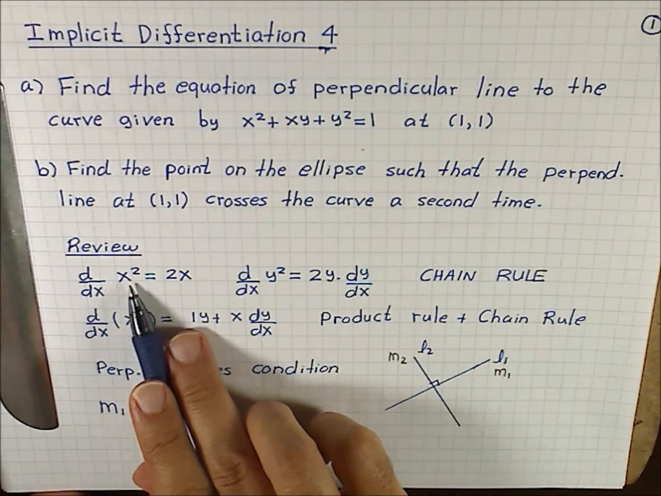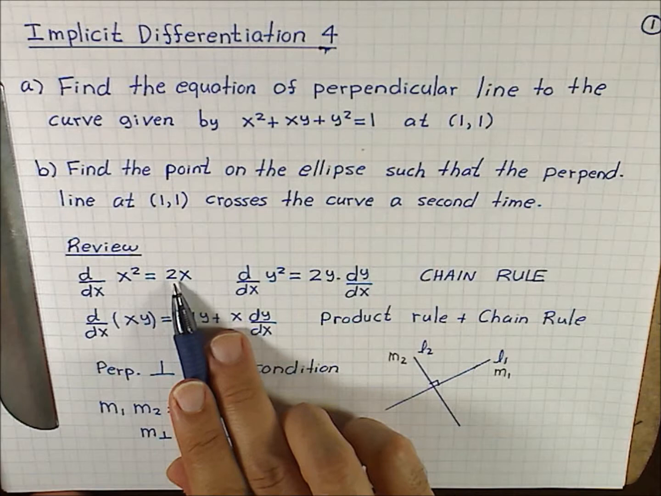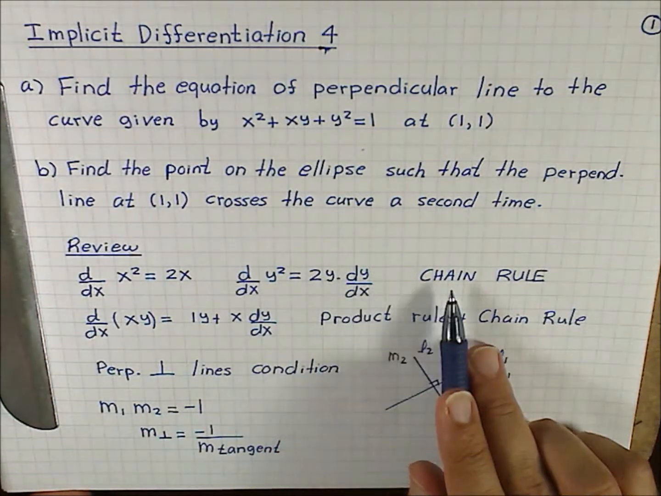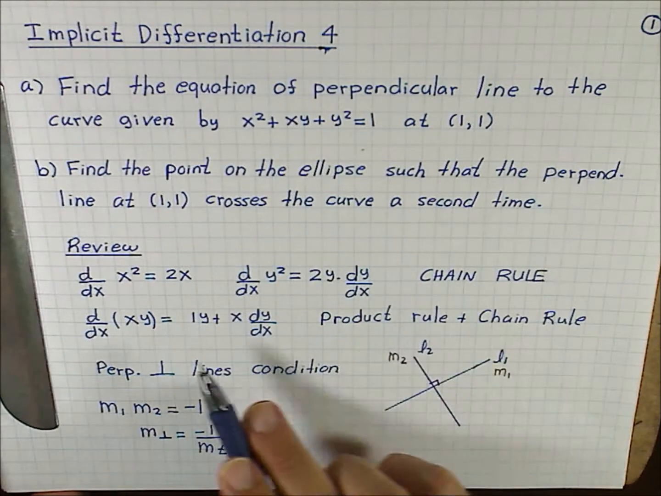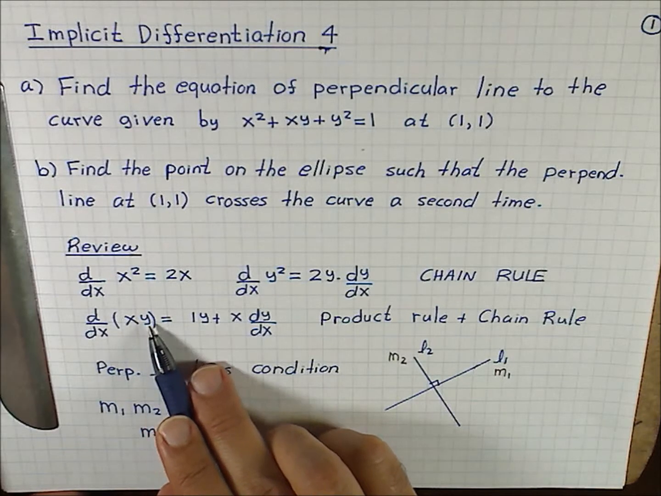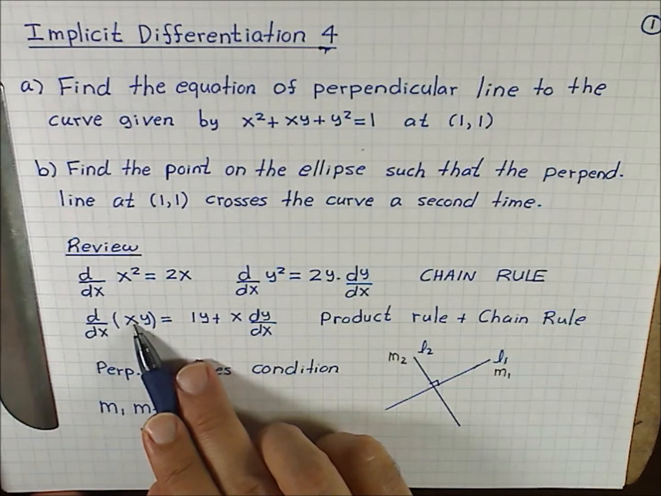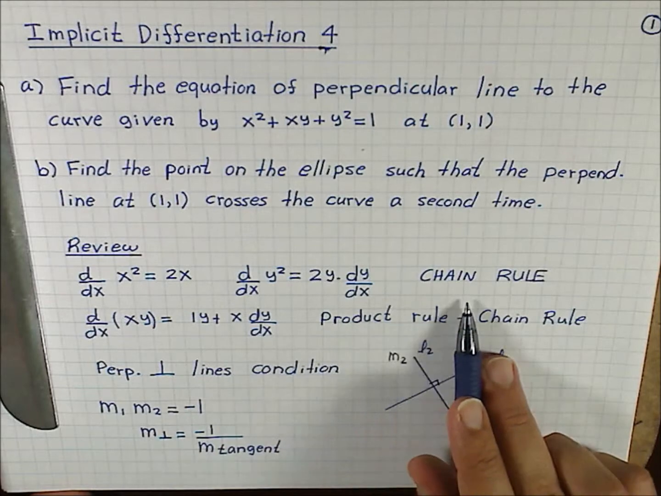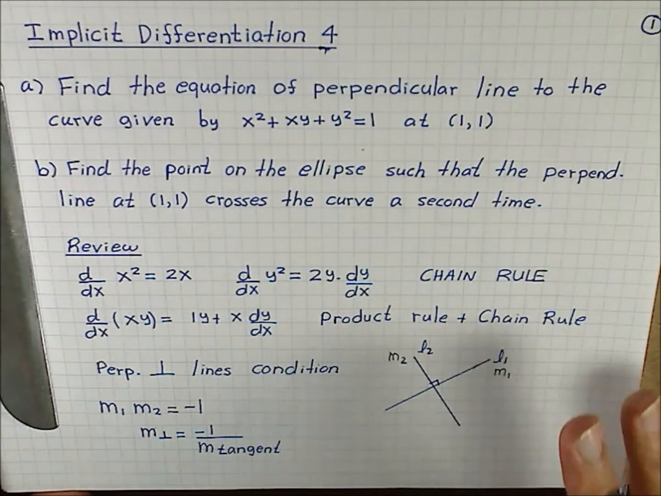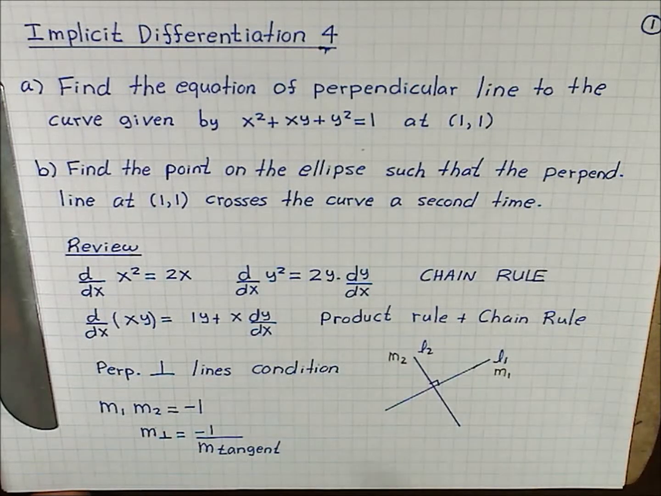d/dx of x squared is 2x, that's just the power rule. d/dx of y squared is 2y dy/dx, that's the chain rule and the power rule. d/dx of xy is the derivative of x, which is 1, times y, plus dy/dx times x, that's the product rule and chain rule. Perpendicular lines condition: two lines are perpendicular if their slopes are negative reciprocals of one another, if m1 m2 equals negative 1. Or in our case, m perpendicular is equal to negative 1 over m tangent.